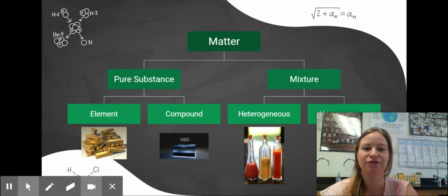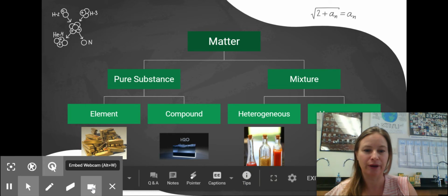All right, here we have a flow chart that's going to show us. Let me get rid of the camera real quick.